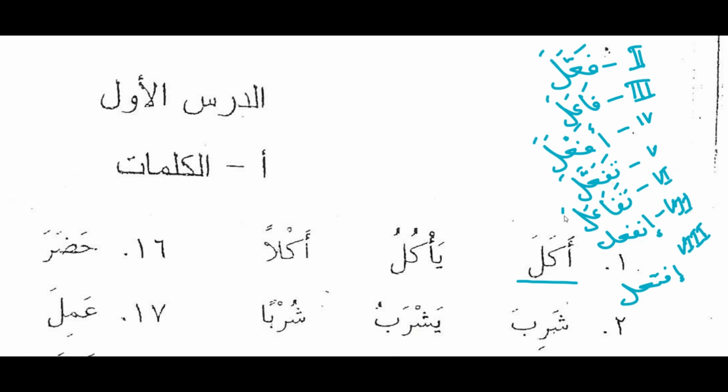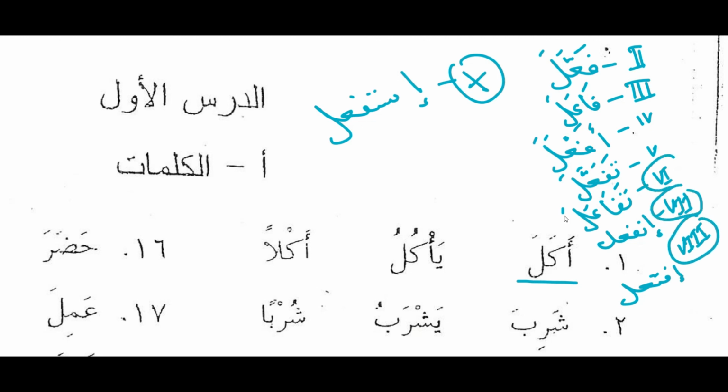Then we have number 9, the istaf'ala form. Use this abbreviation. All these numbers are Roman numerals. So to save space, you just have to refer to this. And so we have akala.